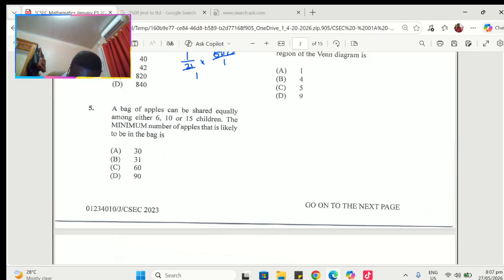Alright. Number 5. A bag of apples can be shared equally among either 6, 10, or 15 children. The minimum number of apples that is likely to be in the bag is, so they're asking for the lowest common multiple, right? So 6 could go into 30, 10 could go into 30, 15 could go into 30. And since 30 is smaller than 31, 60, and 90, I don't even have to check the others. I know 30 is the smallest out of all the options, and it works, so the answer is A.